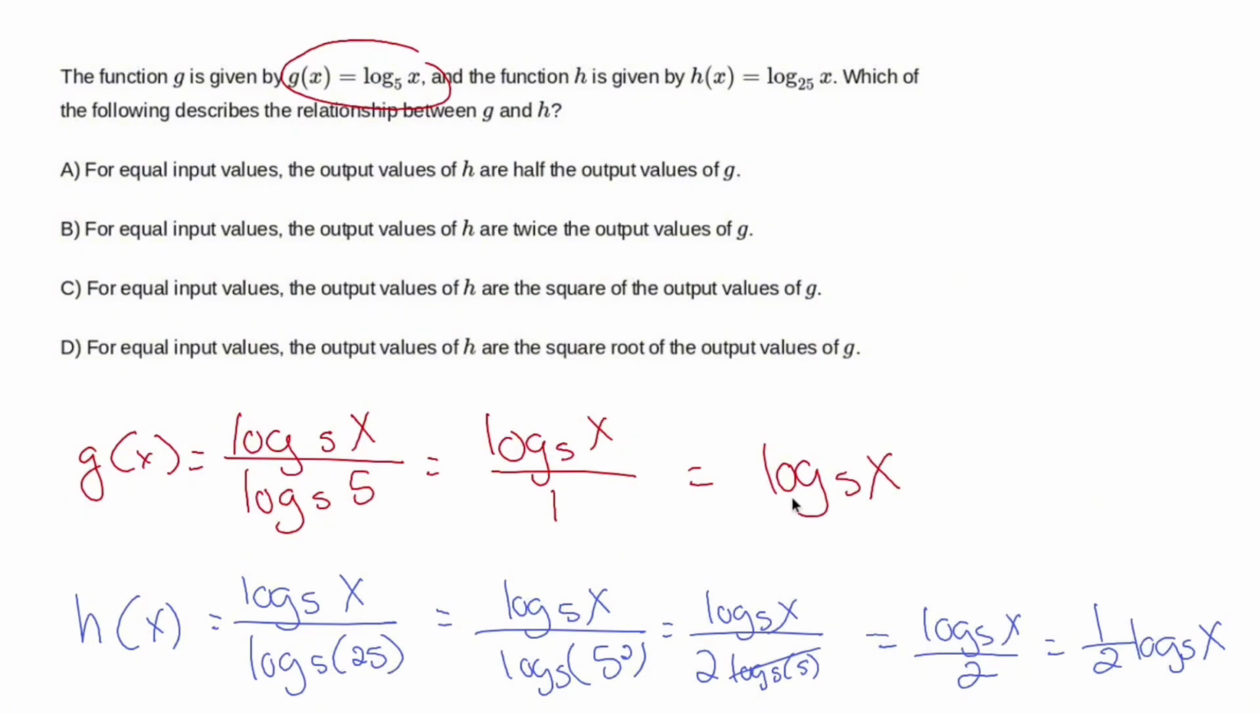Right? So what we could say is h of x is half of g of x. So for equal input values, the output value of h is half the output value of g. So right away we can go with the answer of A. So yeah, definitely a strange type of problem, and it doesn't seem that way but 25 is bigger than 5. It seems a bit confusing, but that's what you would get after you plug stuff in. You actually get half the value. So, weird, but that's how you do it.